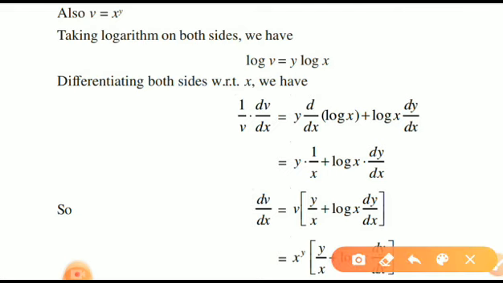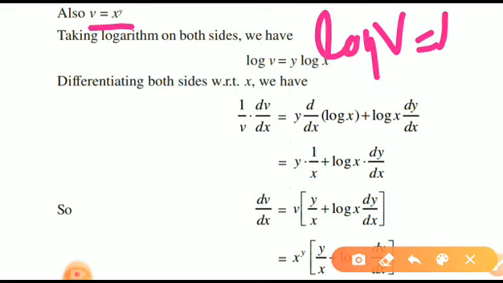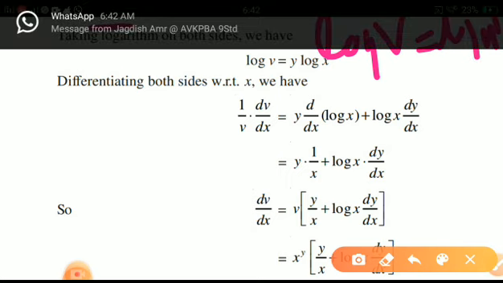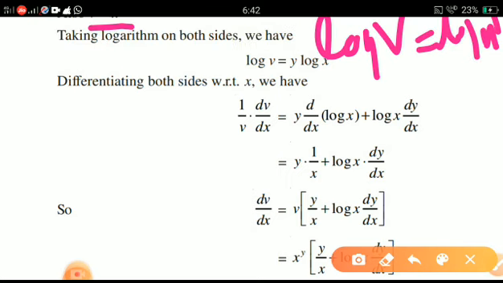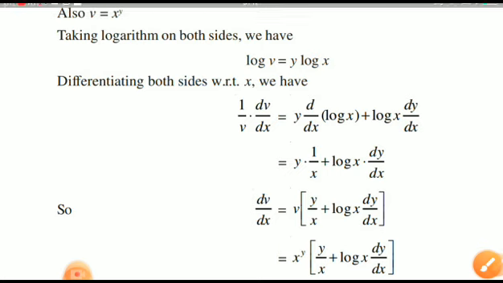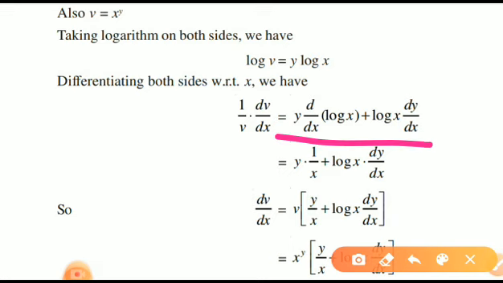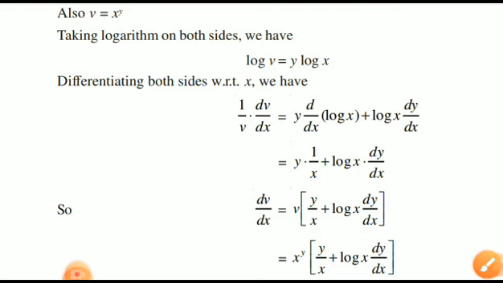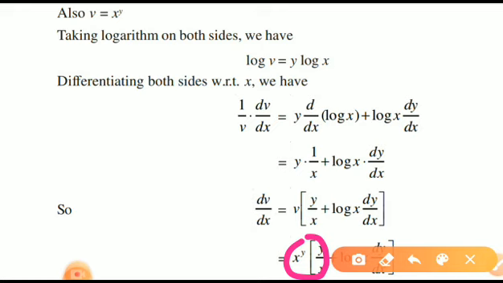Similarly, the next is your v is equal to x raised to y. So what to do there? Take log of v is equal to log of x raised to y. That means I can write it as log of v is equal to y into log of x. Again the same process, differentiate it on both the sides. Apply the formula for product rule and you will get dv by dx equal to v into the given bracket. And then substitute the value of v.